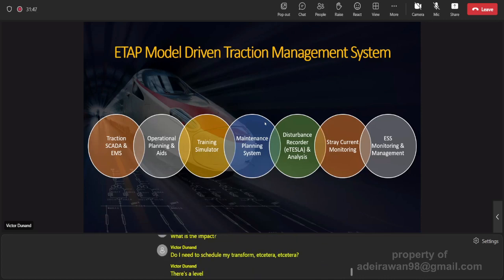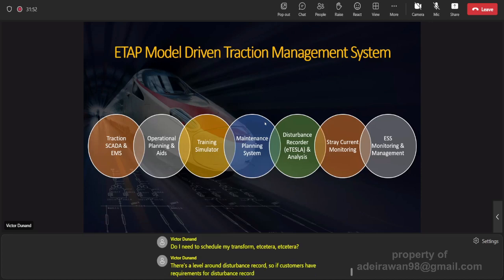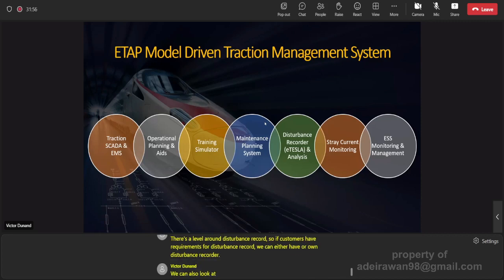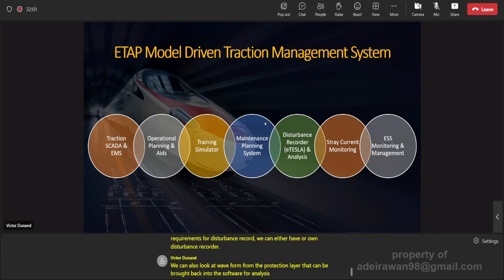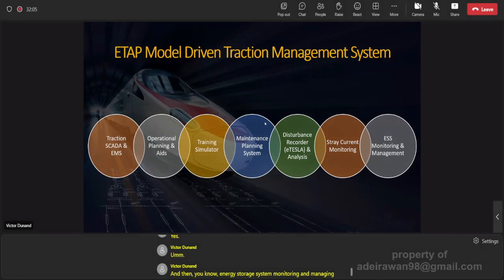There's a level around disturbance record. So if customers have requirements for disturbance record, we can either have our own disturbance recorder. We can also look at waveform from the protection relay that can be brought back into the software for analysis. And then, energy storage system monitoring and management and all sorts of things.